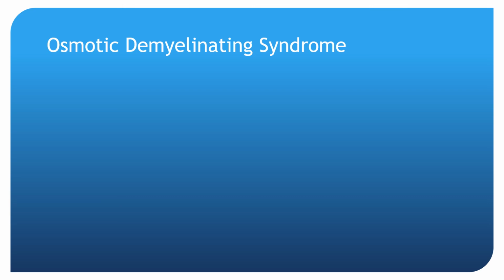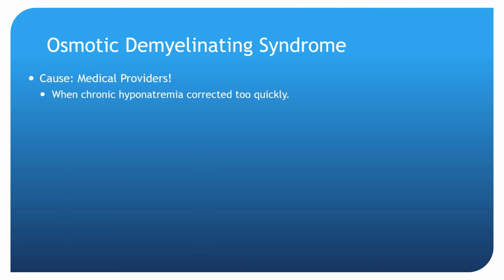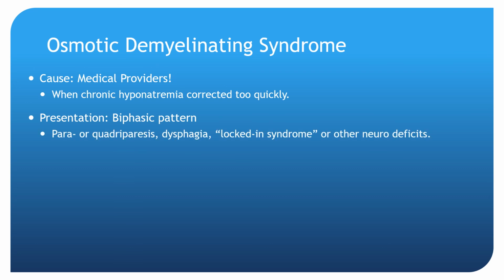Now I'll talk briefly about osmotic demyelinating syndrome, formerly called central pontine myelinolysis. The number one cause is basically us, when chronic hyponatremia is corrected too quickly. ODS is basically when fluid is driven into the neuron, causing them to swell and break down. It typically presents in a biphasic pattern. Typically, patients improve neurologically, then over several days, they develop new, progressive, and sometimes permanent neurologic deficits.